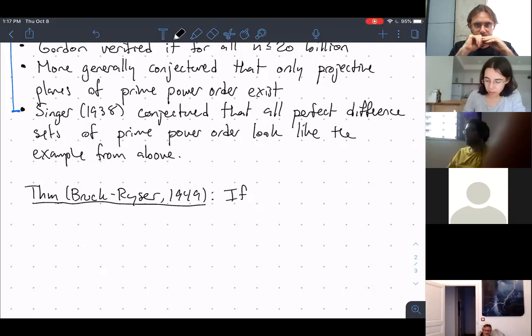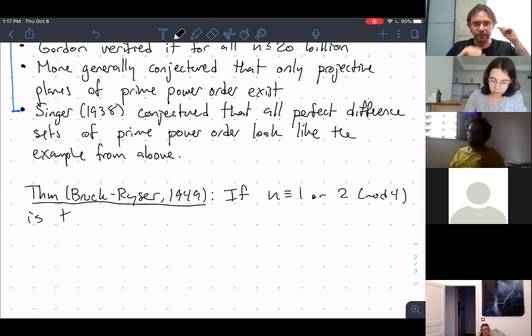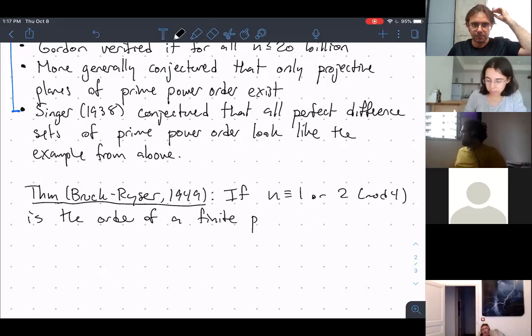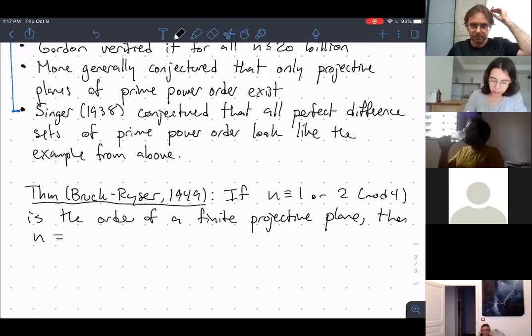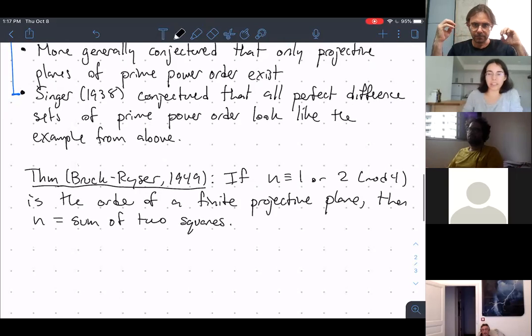So it says that if n is congruent to 1 or 2 mod 4 and is the order of a finite projective plane, then n must be able to be written as the sum of two squares. The density of integers that can be written as a sum of two squares is like 1 over square root of log n. So it says that most integers that are 1 or 2 mod 4 can't be the order of a perfect difference set.